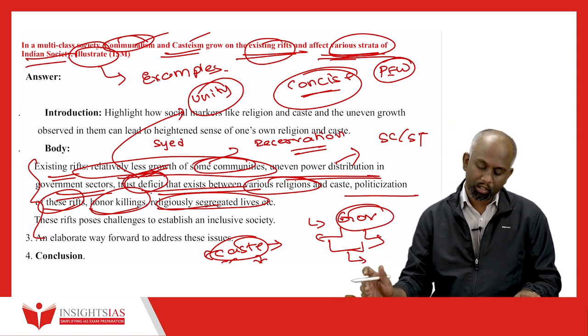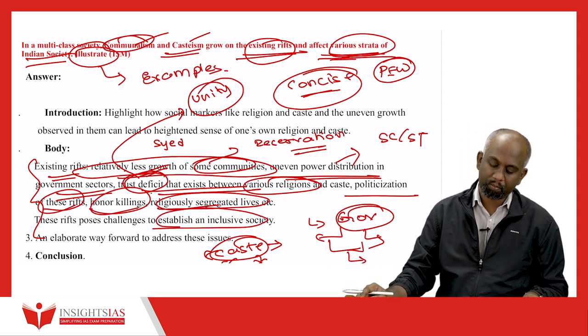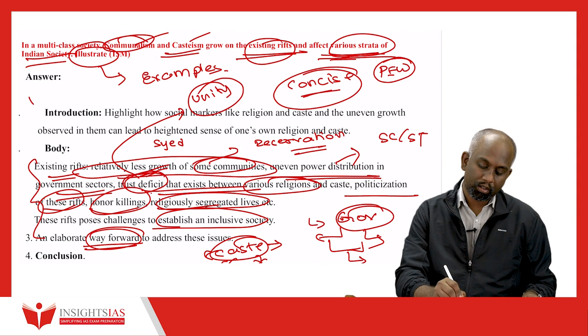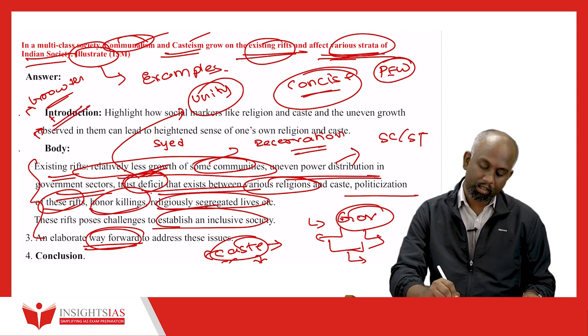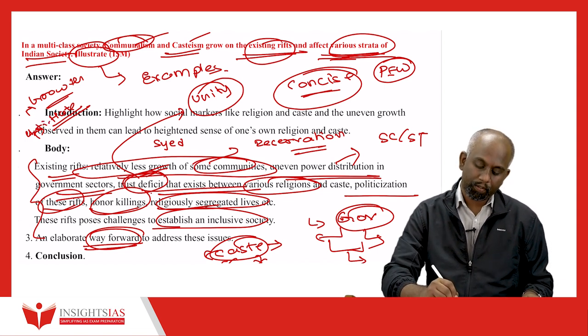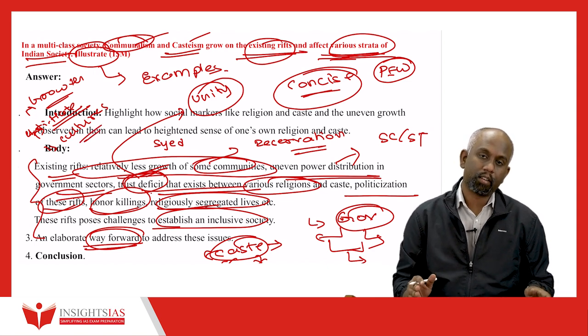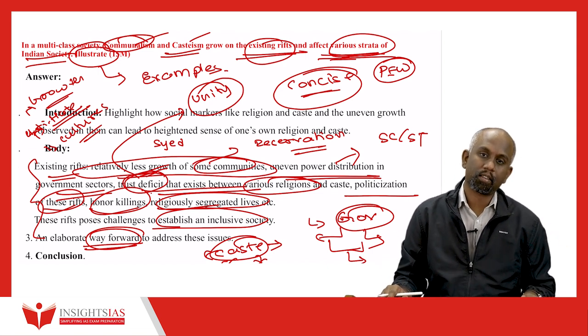Apart from that, these rifts pose challenges to establishing an inclusive society. We have spoken about that. An elaborate way forward to address these issues: we have to make sure that growth becomes as equitable as possible. We have to ensure that the politicization of religion and hate speeches is addressed by making a proper anti-hate speech law. We have to ensure greater intermingling of people. We have to ensure that people gain awareness about the various cultures we have. This can be done by bringing in educational changes.